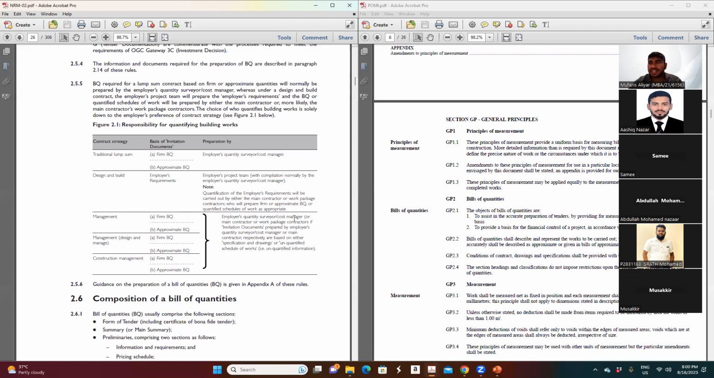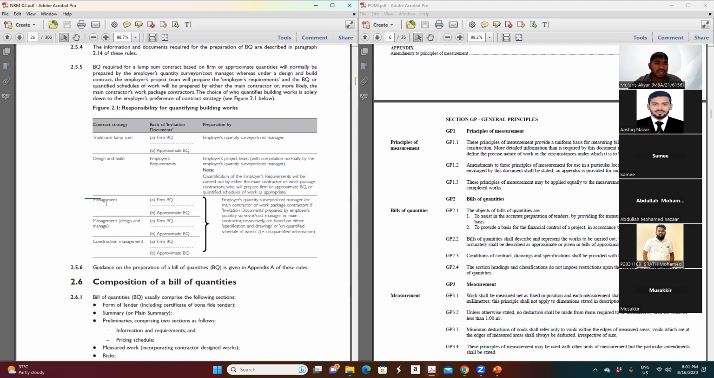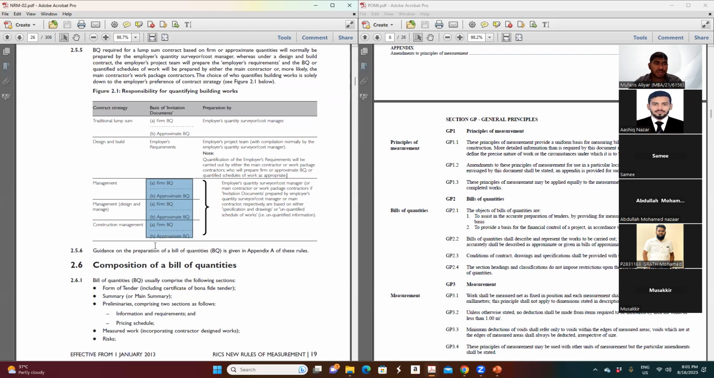But remeasurement with design and build is not at all recommended, and it never goes along with that. If some client prefers it, you have to tell them, Mr. Client, it is not possible. You cannot go for remeasurement in a design and build. It doesn't mean that it cannot go at all, but it's a disaster. We cannot control the cost of the project. And for the management type, they said you can go ahead with the firm BOQ and the approximate BOQ.